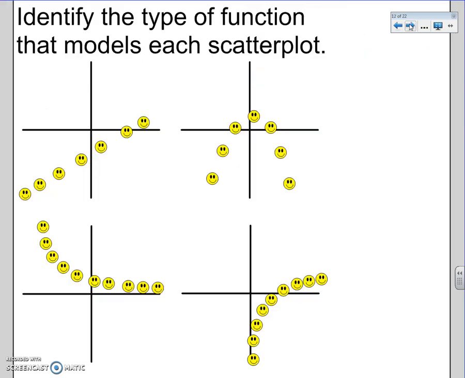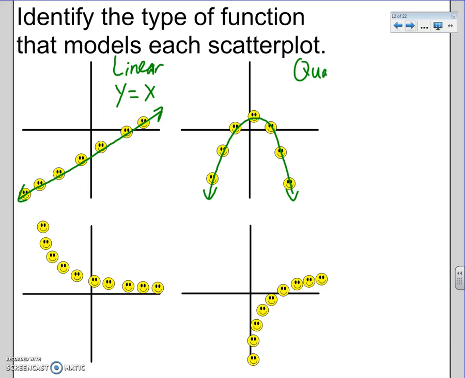Identify the type of function that models each scatter plot. Okay, so let's see. This first one, you should be able to tell it's a straight line. Straight line is linear. The parent function of all linear is y equals x. Alright, the second one, it makes a U. So hopefully you know that is quadratic. Quadratics look like y equals ax squared plus bx plus c.